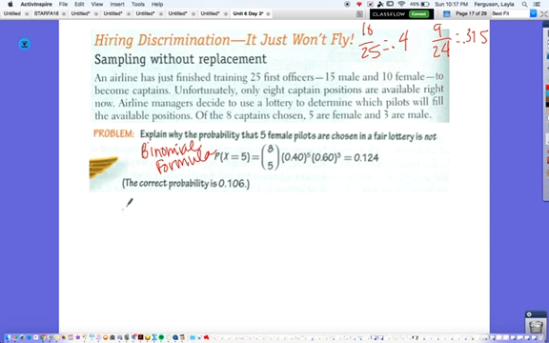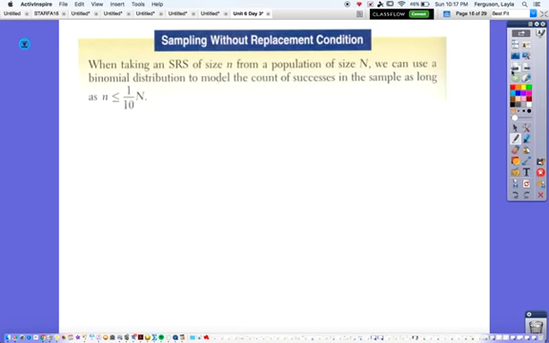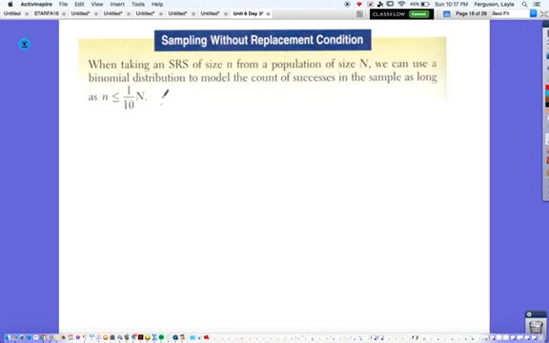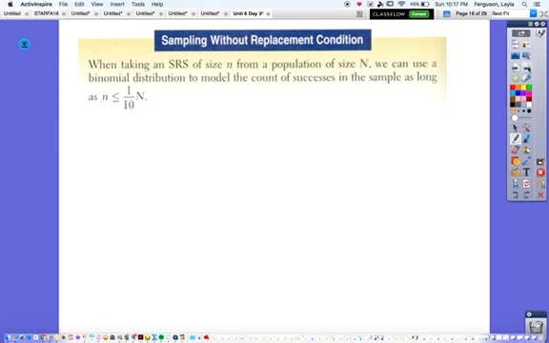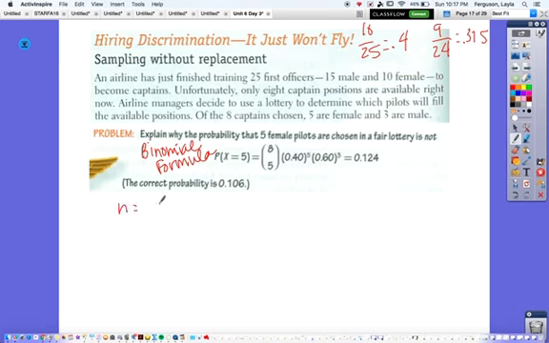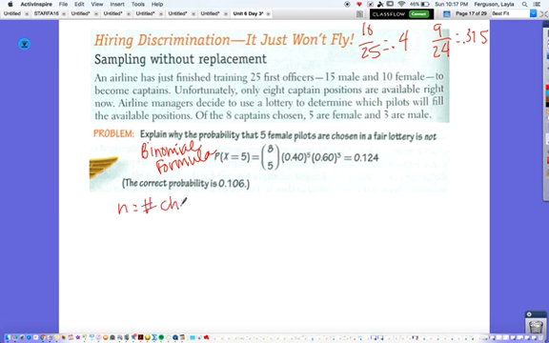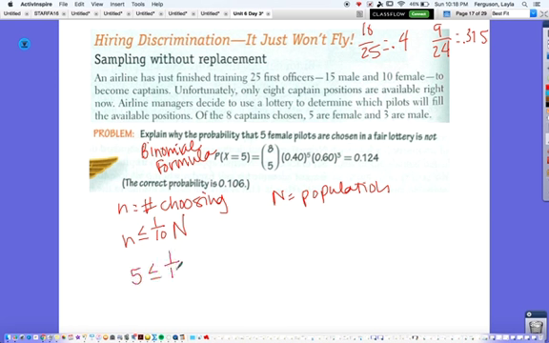It's also important to note that based on what we talked about with this condition here, sampling without replacement, we have to have our sample, which is the number that we're choosing, be less than or equal to 1/10 of the entire population, and so N would be our population. So we have to have this condition here, and so the number that we are choosing would be 5, and so we need that 5 to be less than or equal to 1/10 of the total number, which is 25.